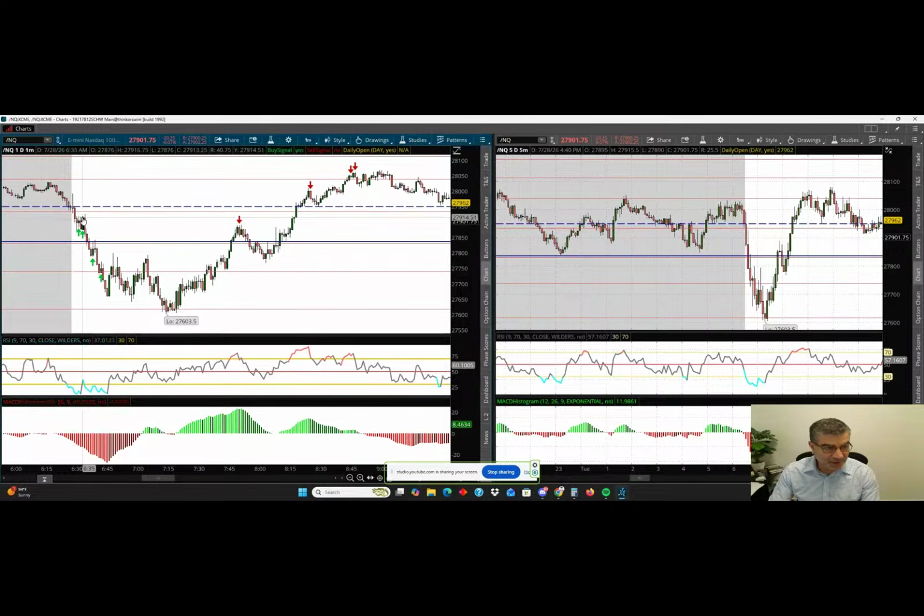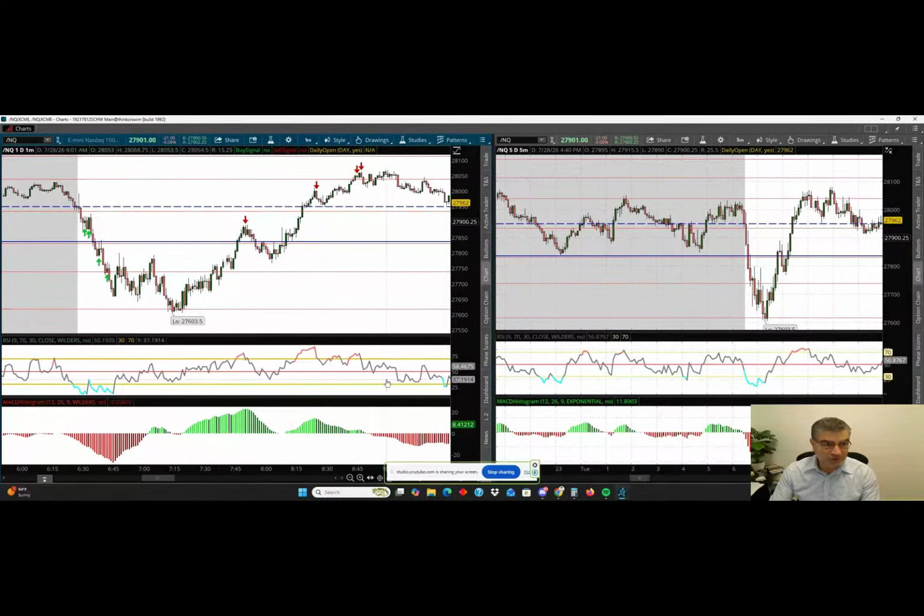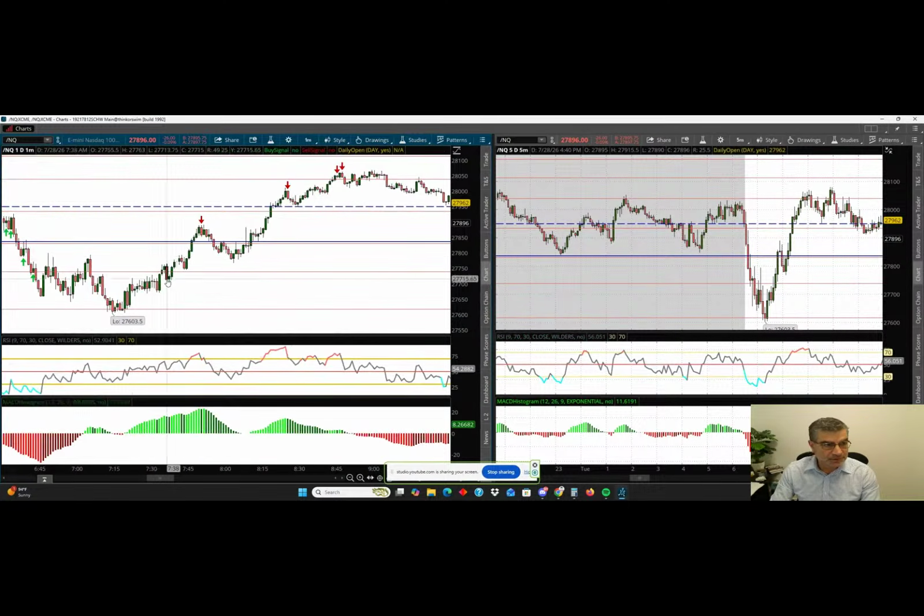Right here, it was a choppy area. If you didn't want to trade, if you wanted to be conservative, you could have waited for the market to go below this level, this bar's low, to go short, or ideally your short would have been right here on the 1 minute.